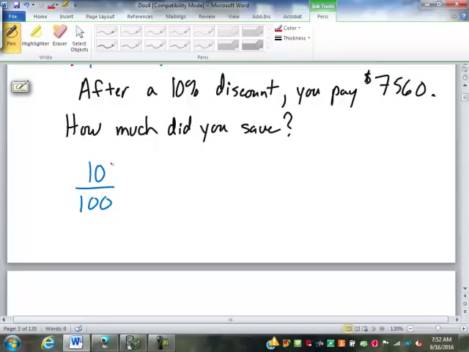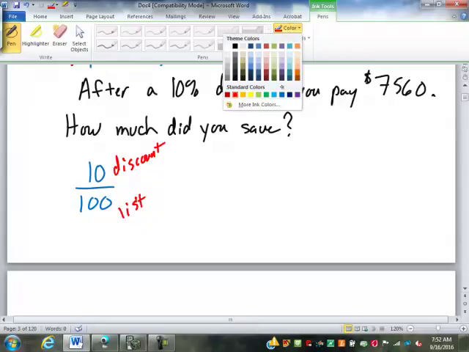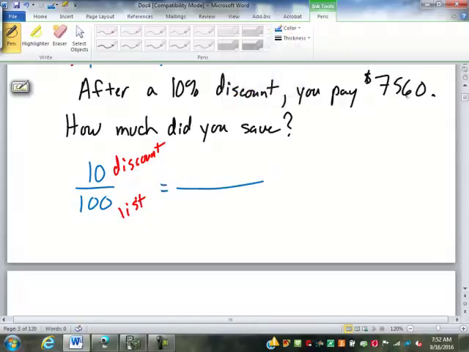Well, take a look at this quick. What does the 10 represent? The discount, right? The 100 represents the list price or the full price, right? Does the 7,560 represent the amount of the discount? No. Does it represent the list price? No. It represents how much we paid. It doesn't represent either one of those values.